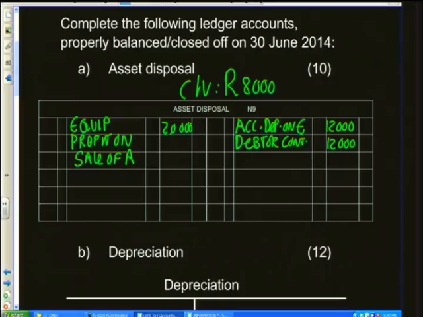Okay, and my profit being an amount of 4,000. Okay, and there, my T account is now completed.